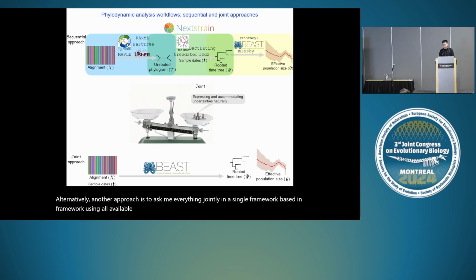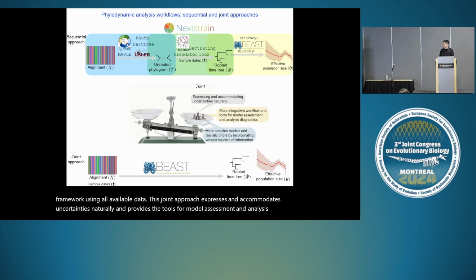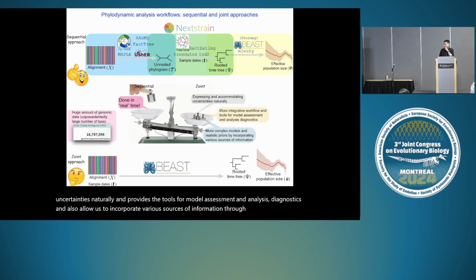This joint approach expresses and accommodates uncertainties naturally and provides a suite of tools for model assessment and analysis diagnostics, and also allows us to incorporate various sources of information through priors. However, all these nice properties are immediately outweighed by one simple factor. This joint approach is impractical for any data set with more than a few thousand sequences.